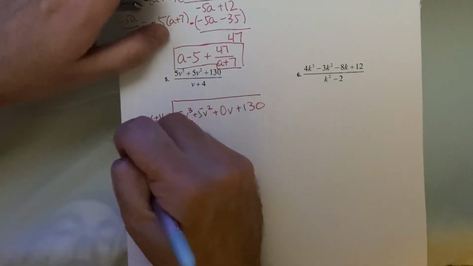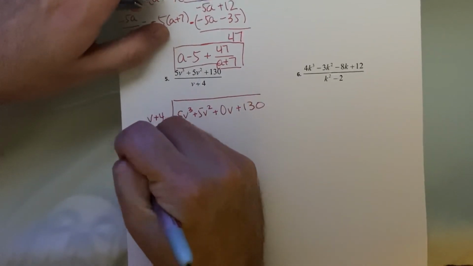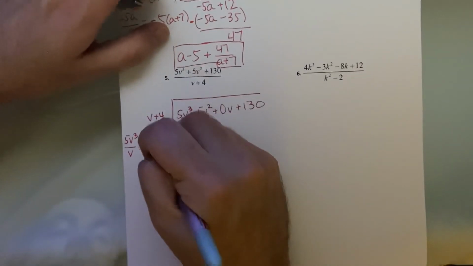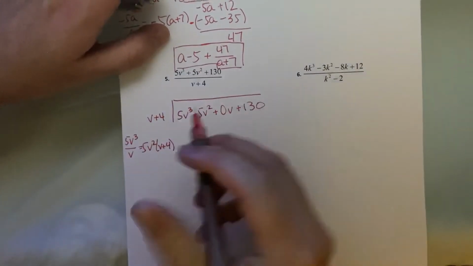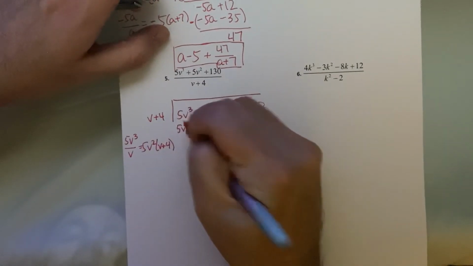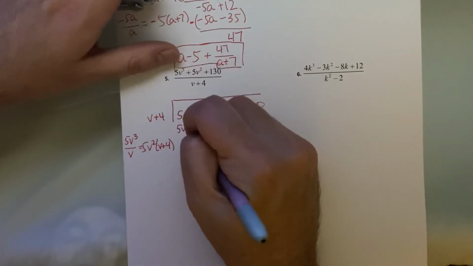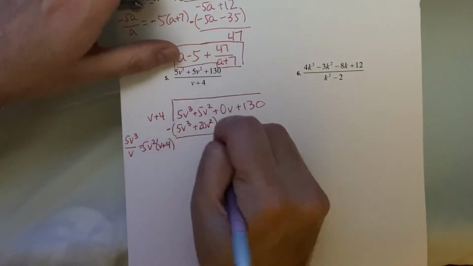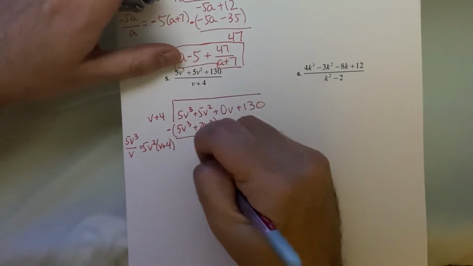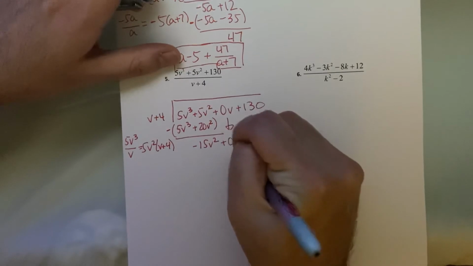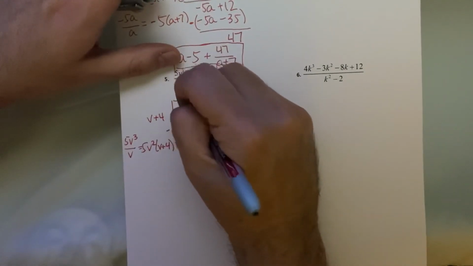First term into first term. What's 5v cubed divided by v? It's 5v squared. We multiply by v plus 4. 5v squared times v is 5v cubed. 5v squared times 4 is plus 20v squared. You're subtracting it off to get negative 15v squared. Bring down the plus 0v. And then the 5v squared goes up here.